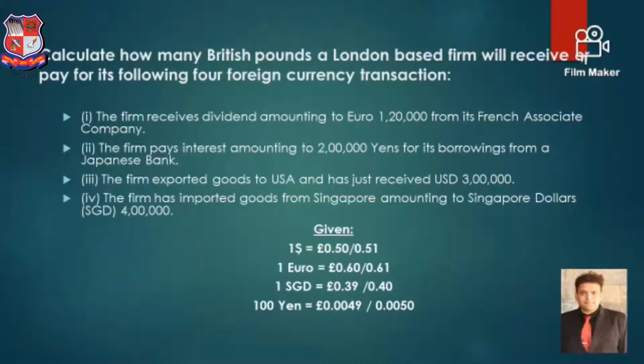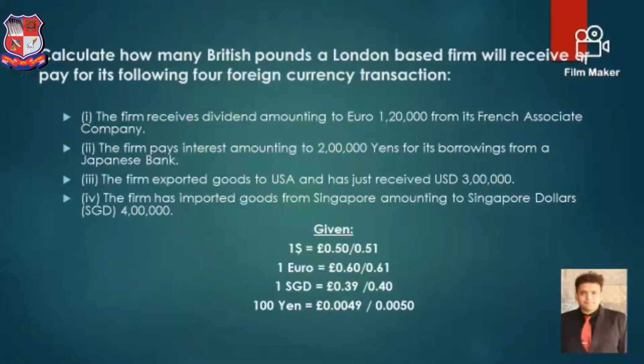The company will receive dividend amounting to 1,20,000 euro. So if a UK based company is receiving 1,20,000 euro, we need to find out in terms of their home currency, that means in terms of pound, what amount the company would receive. Second question, the firm will pay interest amounting to 2 lakh yen from the borrowing. So the company has taken borrowings from a Japanese bank and now they have to pay 2 lakh of interest. So in terms of pound, what is the payment?